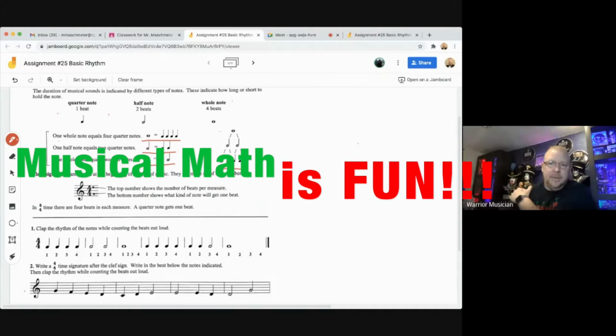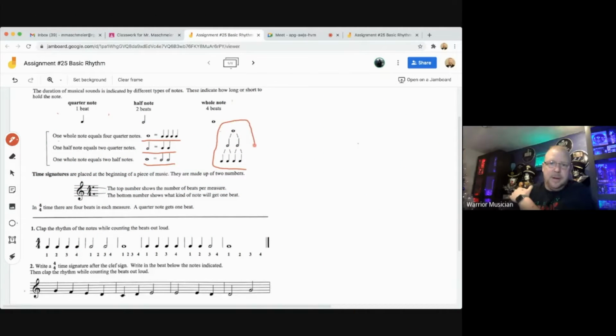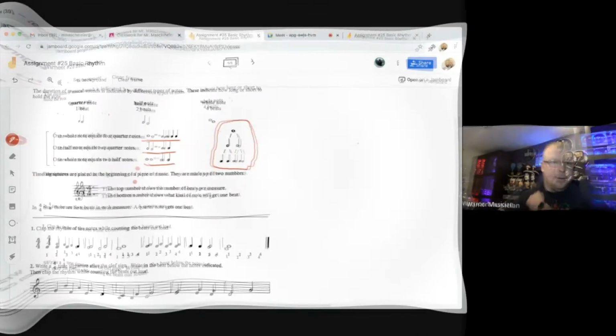And then we have this really cool pyramid right here that shows you that a whole note divided in half becomes 2 half notes. And if you divide each of those in half, it becomes 4 quarter notes. Just like 4 quarters make up a dollar, 4 quarter notes make up a whole note.